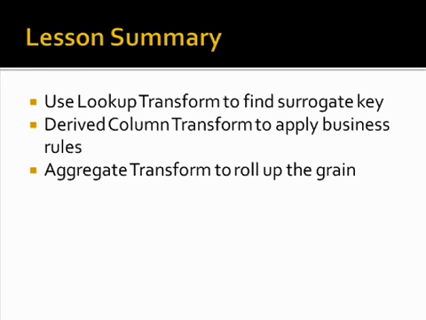In this lesson, I showed you how to use a lookup transform to find the surrogate keys for a fact table load. You may also have to use the derived column transform to apply additional business rules, like a profit calculation or any of the business rules like that around the math, or date diffs or those kind of things. Additionally, aggregate transforms may be required to roll up the grain. Now that we've completed all the lessons in this book, let's try to bring it all together with one final lesson.